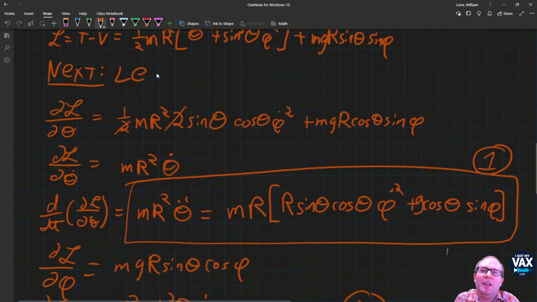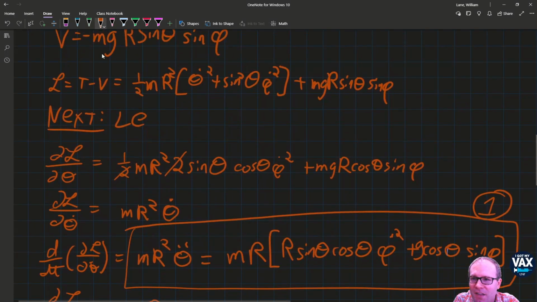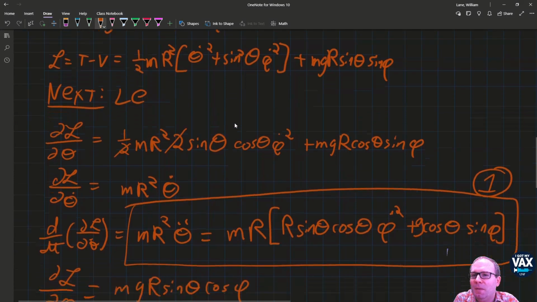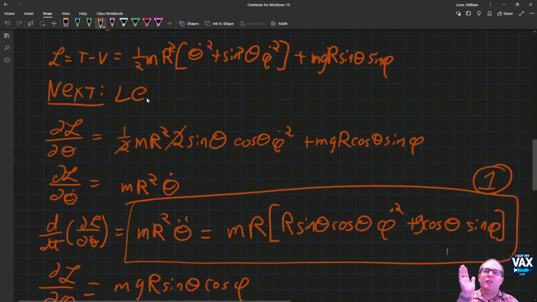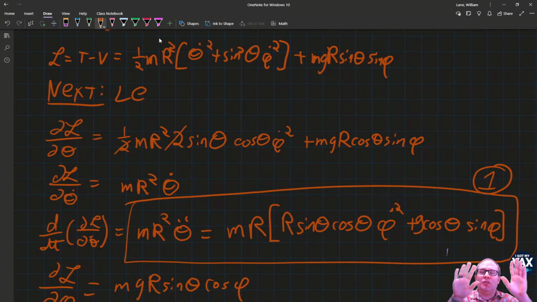Next, we get to work on Lagrange's equations, right? So we have to take several partial derivatives of this thing up here. The first step is to take partial of L with respect to theta. So we're looking for everywhere there is a theta. Again, not a theta dot. Theta dot and theta are two completely different variables in this case. We treat them as independent because that's what it means to do a partial derivative.